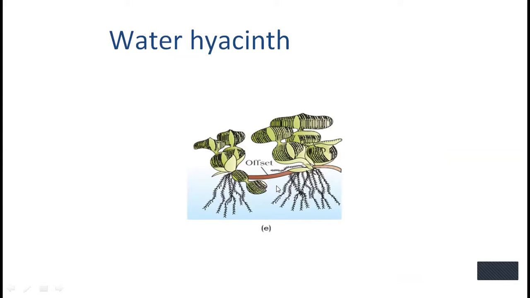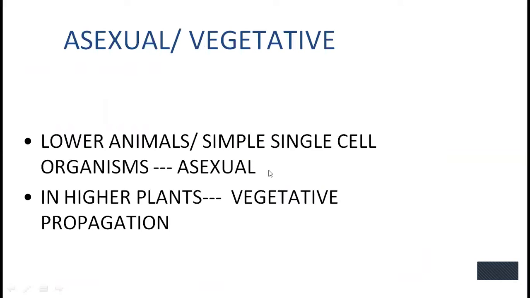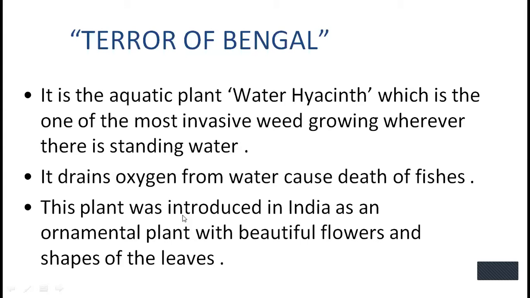Just see here. Asexual reproduction occurs in lower animals and simple single-celled organisms, but in higher plants vegetative propagation is used. So the next topic continues with the terror of Bengal.